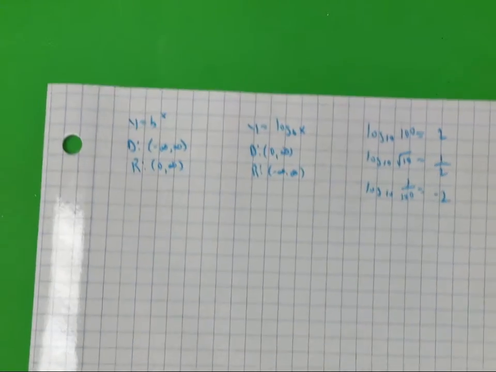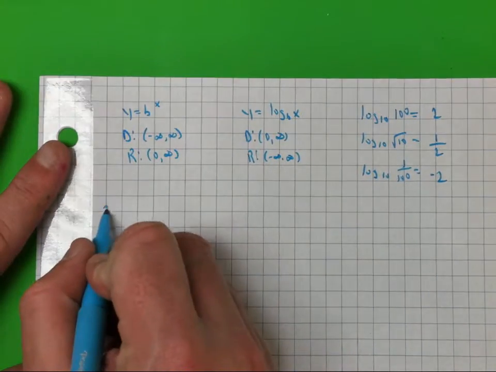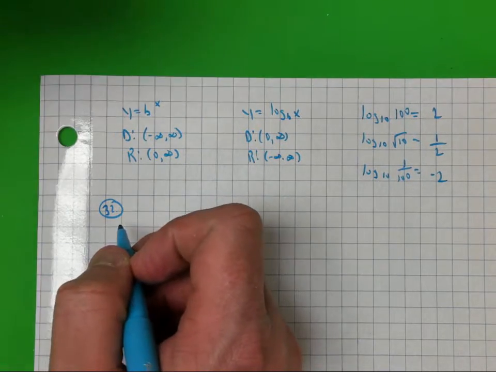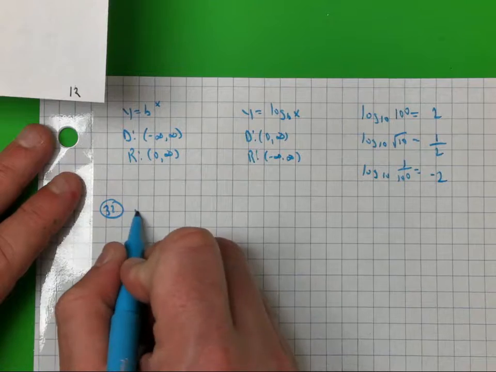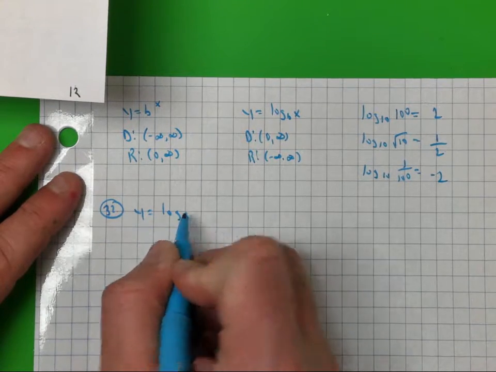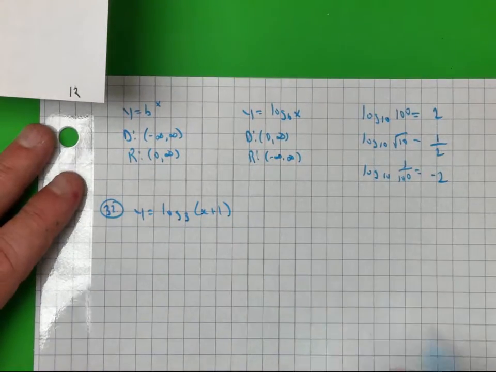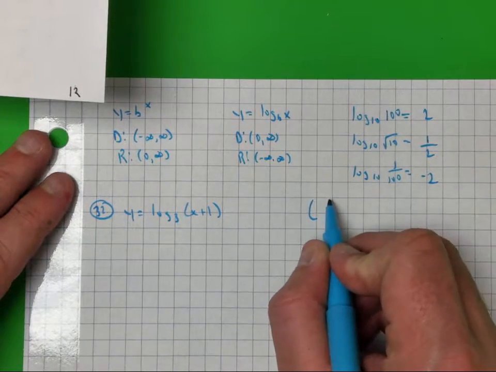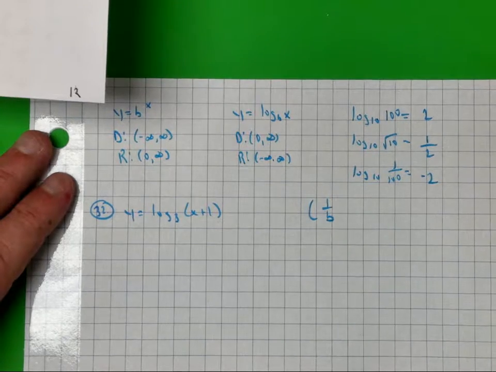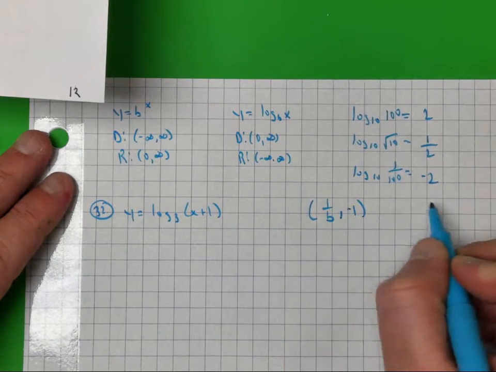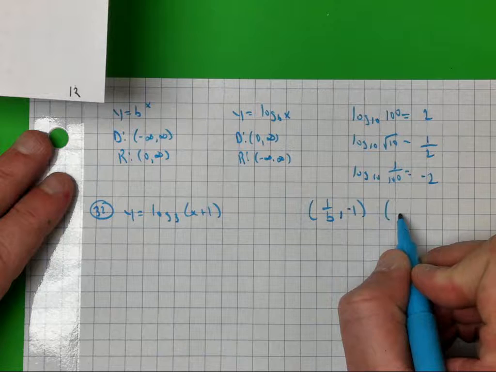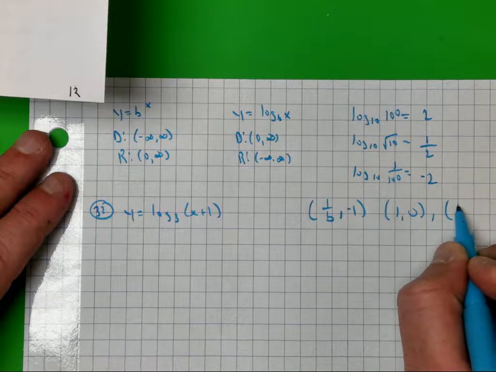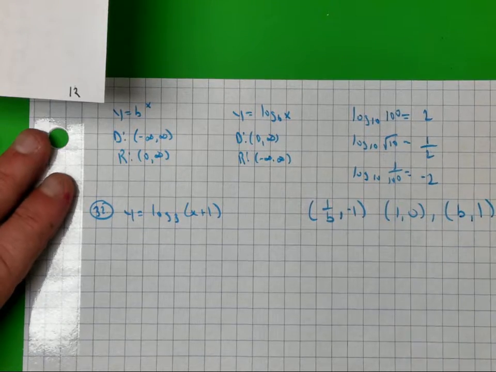Okay? So looking at number 32, we have y equals log base 3 of x plus 1. Remember, when you graph logarithms, you use 3 points: 1 over b comma negative 1, 1 comma 0, and b comma 1.